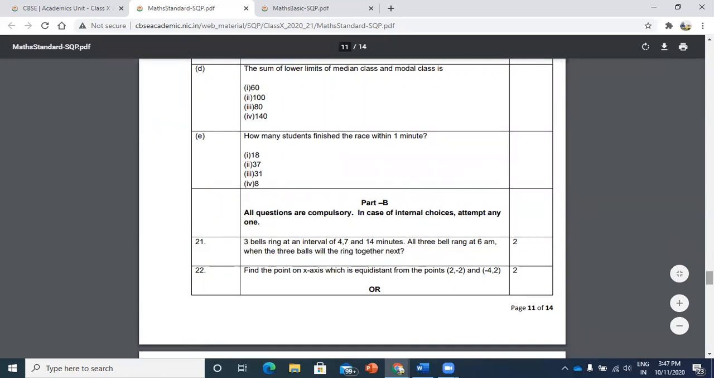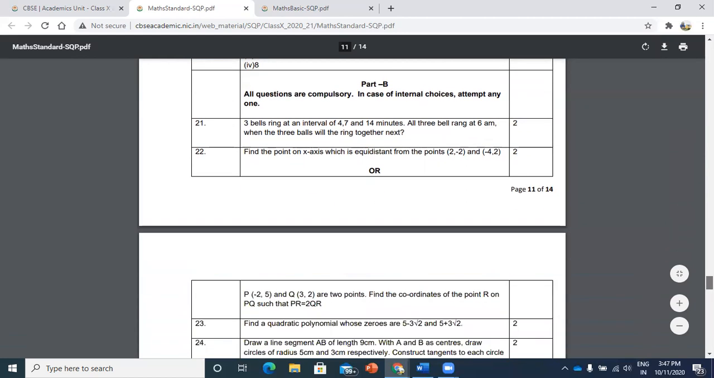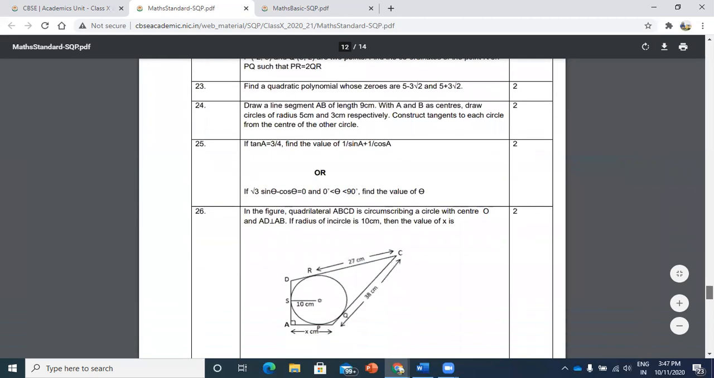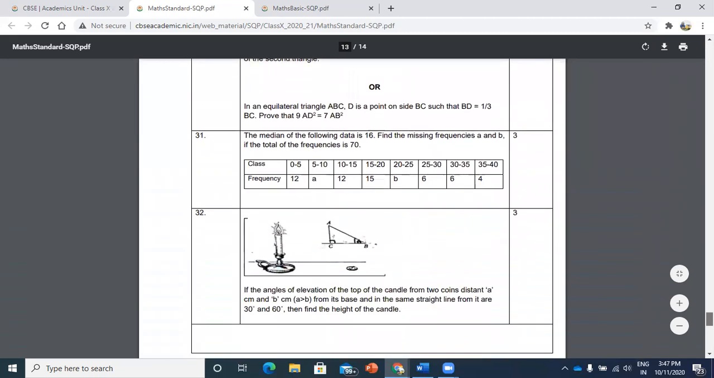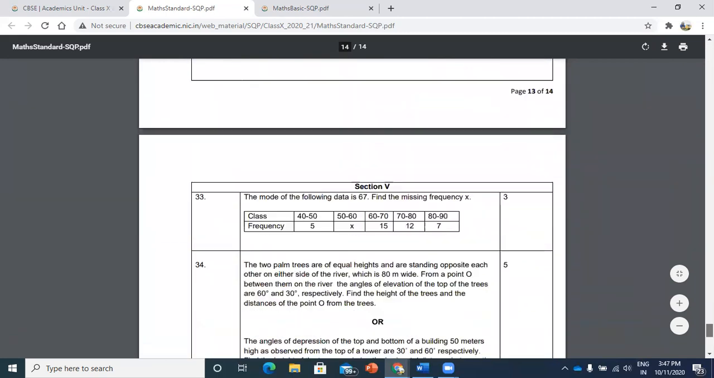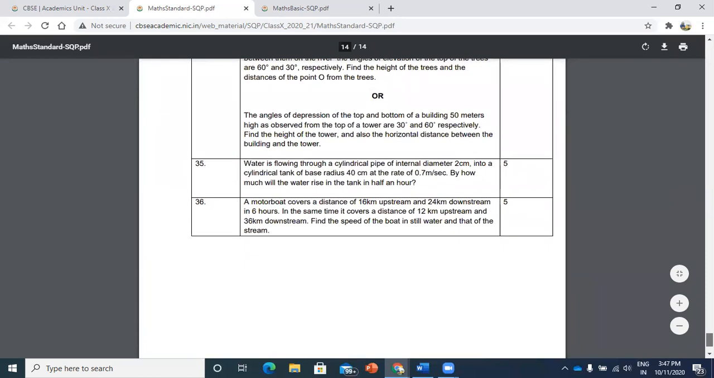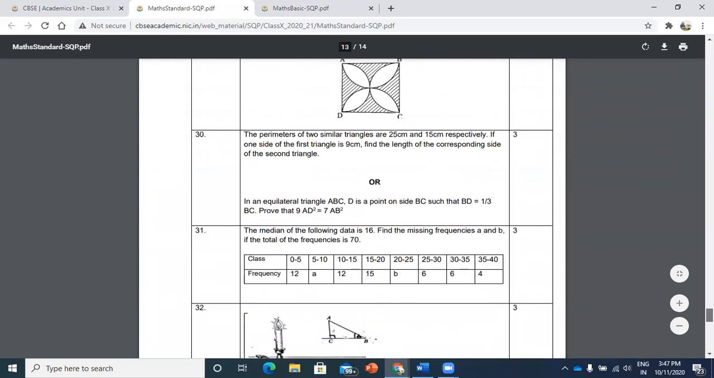Okay, then we come to Part B. Again, we have the 2-mark questions. After the 2-mark questions, you will have the 3-mark questions here. And after the 3-mark questions, the major change, as I told you, is the 5-mark questions. So this is what has dramatically changed. If you ask me, the major change in the paper is, of course, the case studies and the introduction of the 5-mark questions.